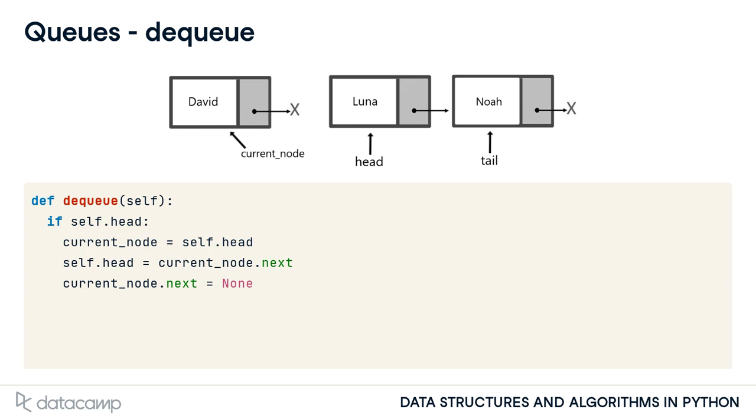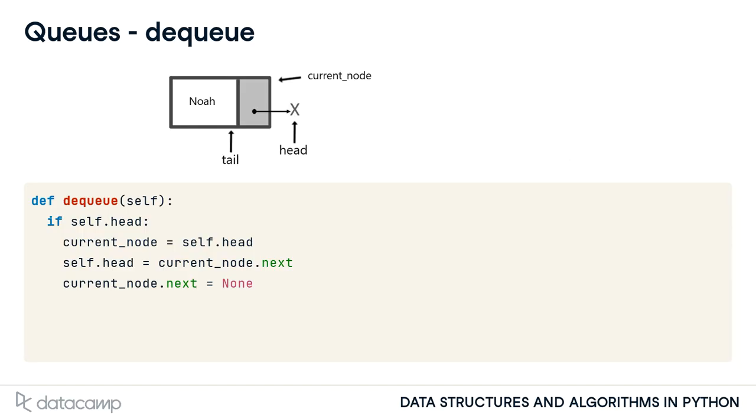At this point, we need to check if our queue had one element at the beginning. If it did, we will be in the situation shown, with the head pointing to none and the tail pointing to the node we want to remove. In this case, we will need to set the tail to none.